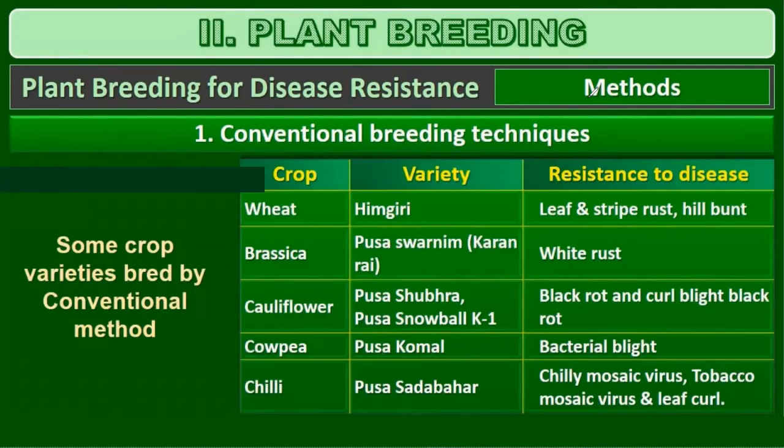Here are some examples of the crop varieties bred by the conventional method. The examples are wheat, brassica, cauliflower, cowpea, and chili. The variety of wheat is Himgiri. It is resistant to leaf and stripe rust. Brassica is Pusa Swarnim, that is Karan Rai, resistant to white rust. Cauliflower is Pusa Shubhra, that is resistant to black rot and curl blight black rot. So here are certain examples of crop varieties that have used the conventional method of breeding and are resistant to diseases.